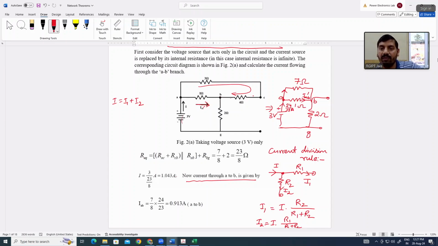So similarly, if you apply this current division rule to calculate the value of IAB dash, what will be the value of IAB dash? IAB dash will be equal to the main current, 24 by 23 ampere. It is dividing in two paths. So 24 by 23 multiplied by, which one we have to keep in the numerator?